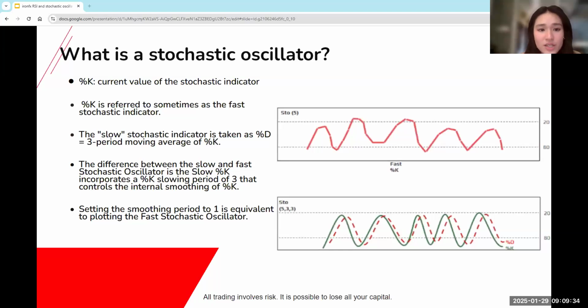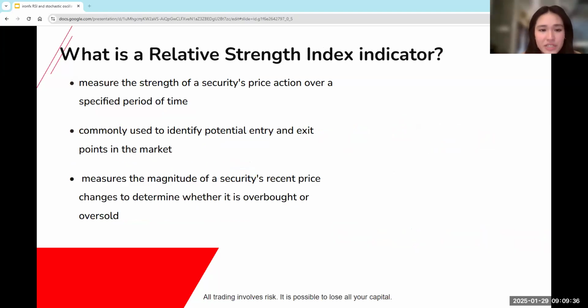So the stochastic oscillator, we've already touched on that. Now let's talk about a pretty similar indicator to the stochastic oscillator, which is the RSI. So RSI is a popular technical analysis indicator used in trading to measure the strength of a security's price action over a specified period of time. So it's commonly used to identify potential entry and exit periods in the market.